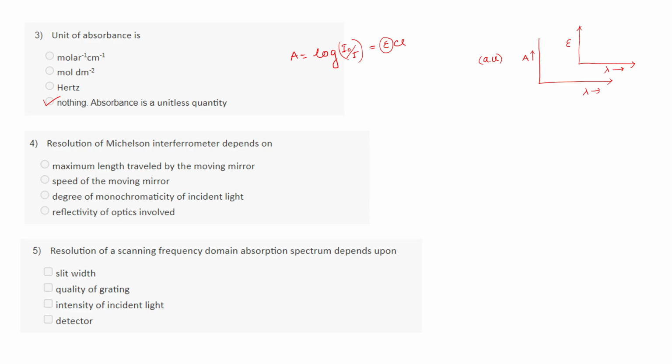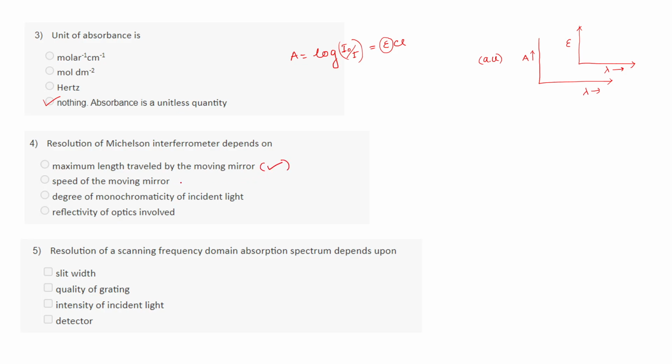Okay. So the next question is very important. The resolution of Michelson interferometers depends on, what do you think? The four options are: maximum length traveled by the moving mirror, speed of the moving mirror, degree of monochromaticity of the incident light, or reflectivity of the optics involved. What do you think? Basically, the first one, the maximum length traveled by the moving mirror. It has been taught, right?